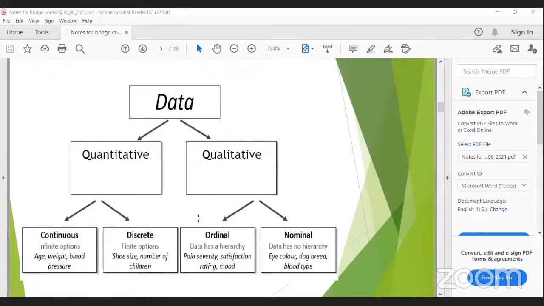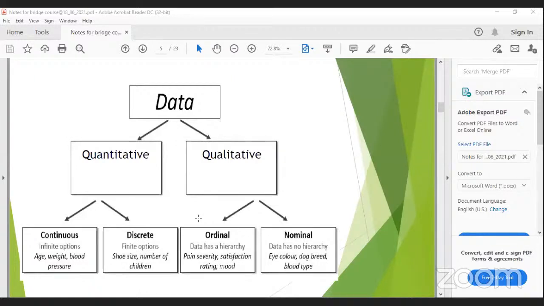Similarly, we have ordinal data and nominal data. Under ordinal data, your data has to be in hierarchy. It should be in order, like pain severity, satisfaction rating. So you are giving some order, like how strongly you feel about this decision, how satisfied you are with this brand. So I will say strongly satisfied, weakly satisfied, good, very good, excellent, like this. Those types of things will always be ordinal data.